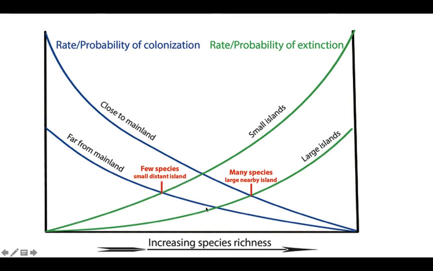And we've got 4 different equilibrium points here representing 4 different types of islands. This is a large island that is close to the mainland. A large island close to the mainland is going to support the highest biodiversity, because if you look down to the x-axis, this is the highest biodiversity. The lowest biodiversity is a small island that is far from the mainland. It's hard to get to and it's hard to survive. And again, if you look down at the x-axis, it's got the lowest biodiversity.